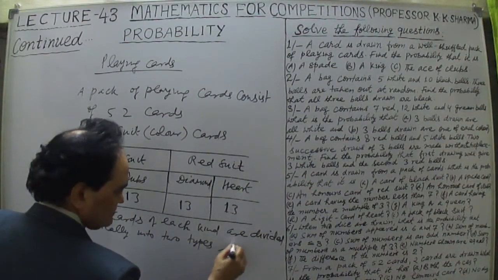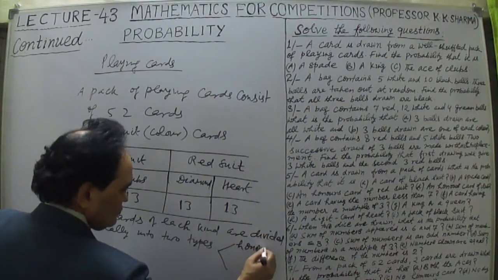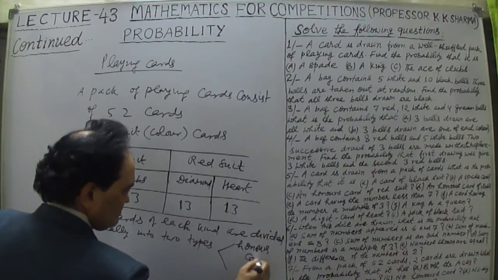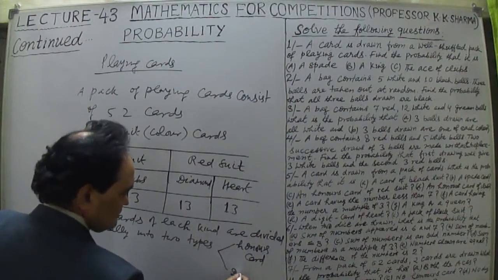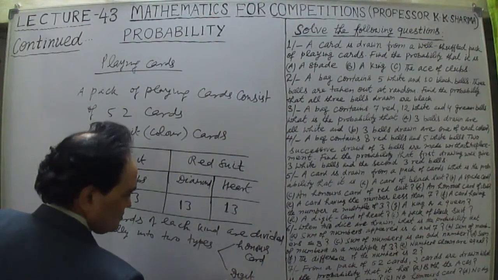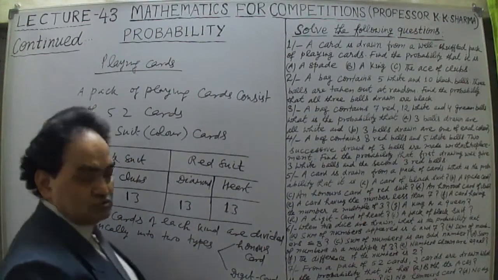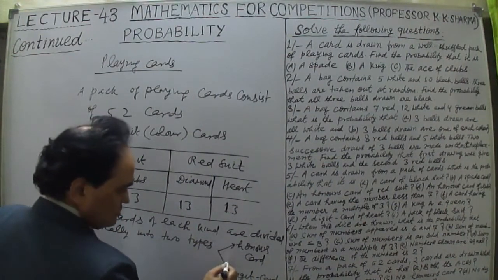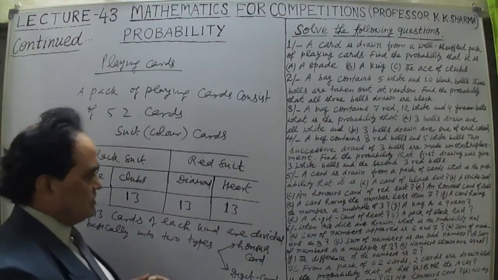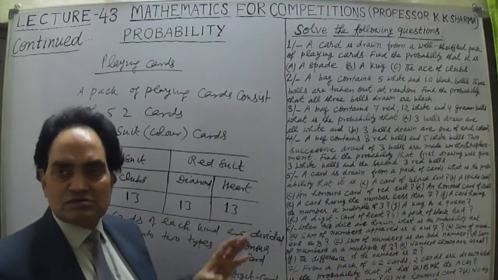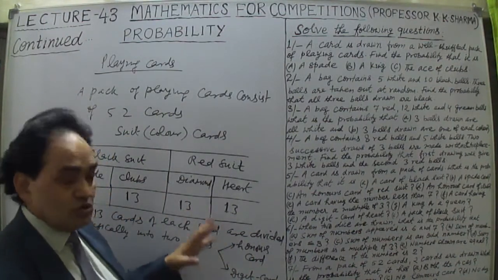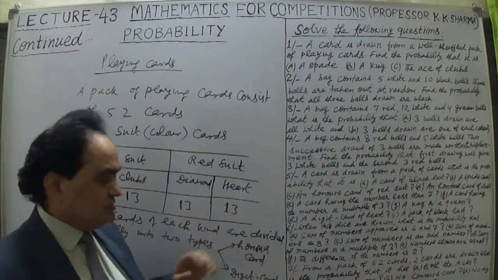What are the types? The first type is owner's cards, and then digit cards or number cards. So the 13 cards of each kind are divided into two parts: owner's cards and digit cards.